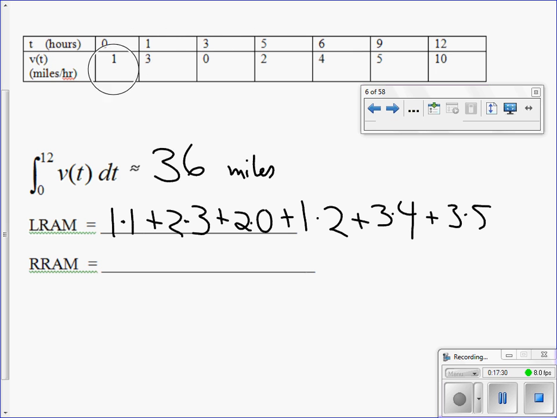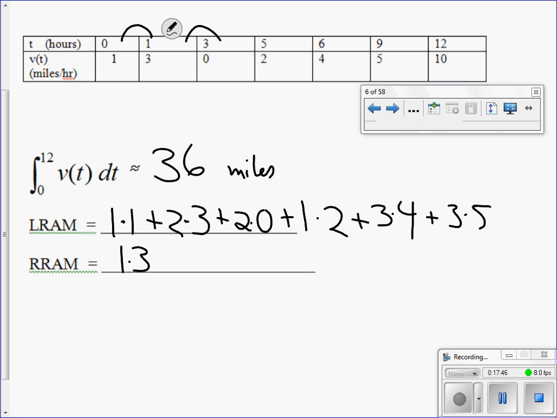Now, if you change the directions from left to right, it's only going to change the heights. The widths are all going to be the same. All right, let's go through it. We'll do this one. So for the first rectangle, it's 1 times 3.